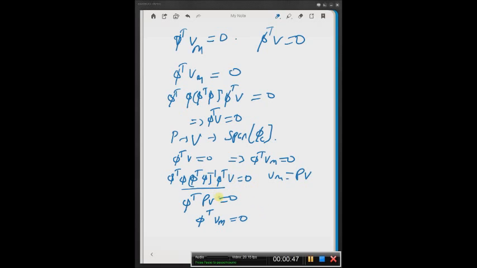Hence, if V is in the null space of phi, then its projection is also in the null space, and if the projection is in the null space, V is also in the null space of phi.